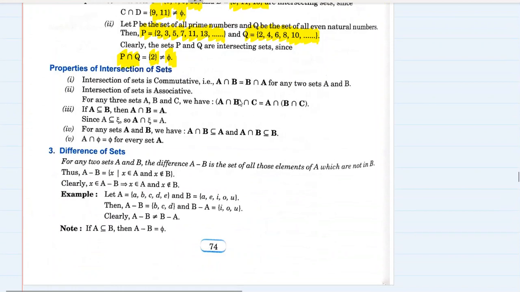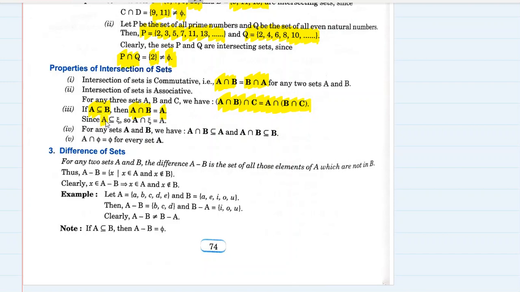Properties of intersection of sets. You can find the intersection of two sets in any order. Intersection is commutative. Intersection is also associative. You can find the intersection of three sets in any order. If A is a subset of B, then A intersection B will be A. That means in A and B, only the elements of set A will be common. So if A is a subset of B, then A intersection B is A.